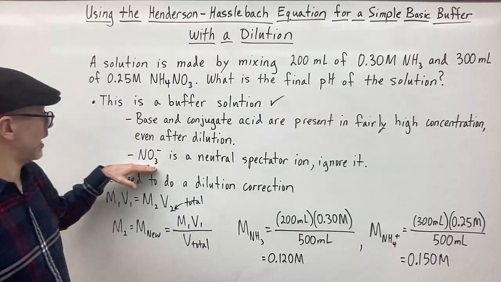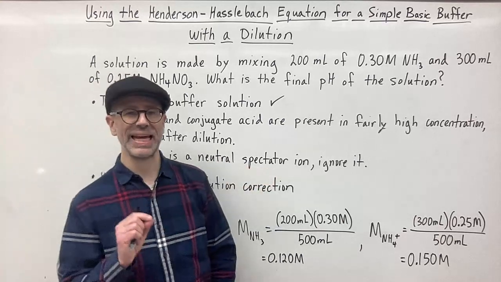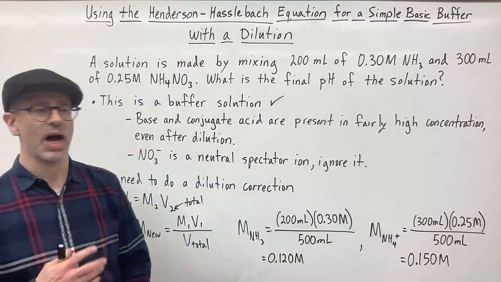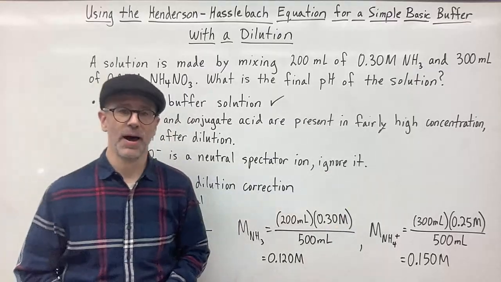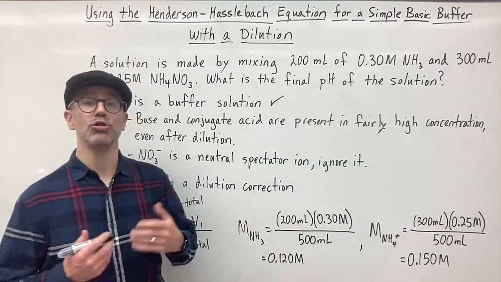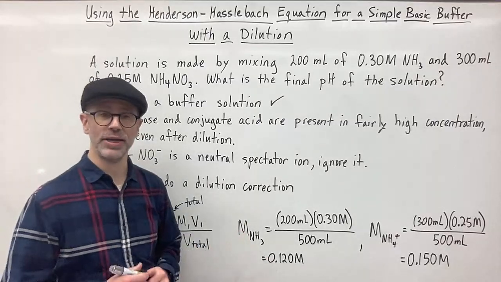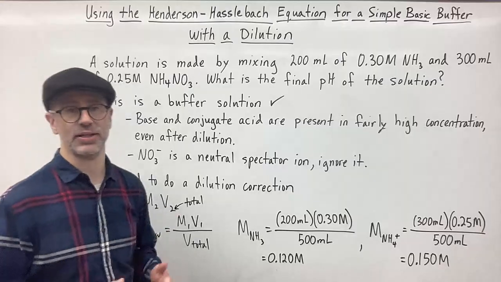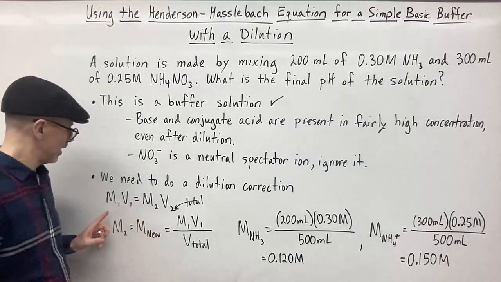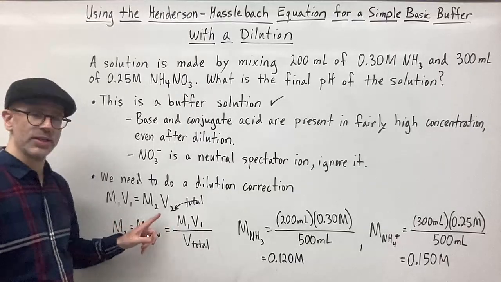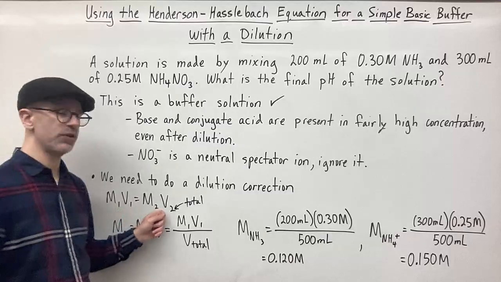The nitrate ion is a neutral spectator ion. It is maybe slightly basic, but we can ignore that ion. It's basically a neutral ion. Okay, so we need to do that molarity calculation, or that dilution calculation. Just to remind ourselves, the dilution equation is M1V1 equals M2V2.